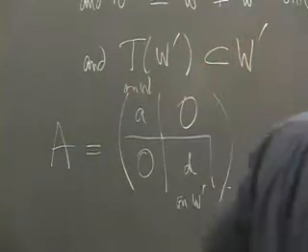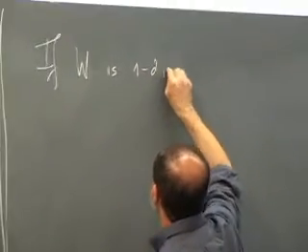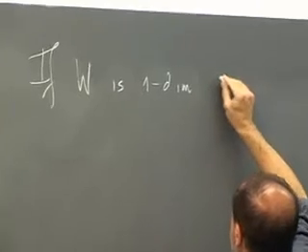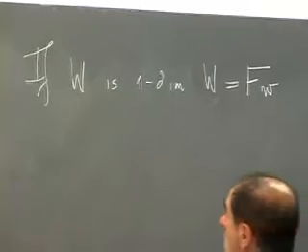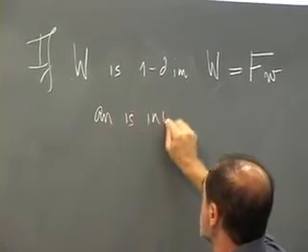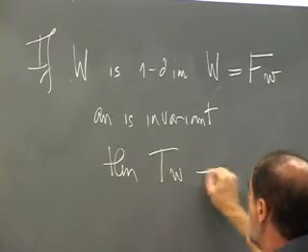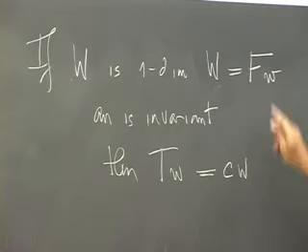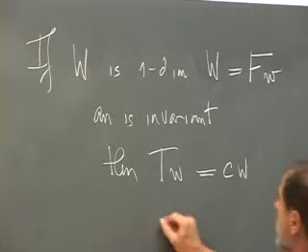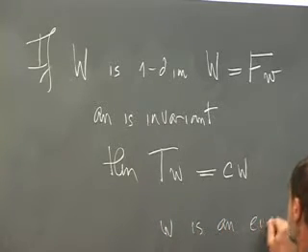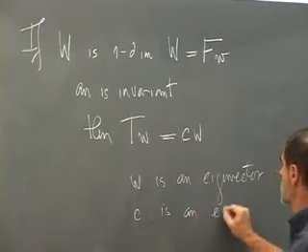Now, an extreme case of this is if we had W one-dimensional, so it consists of all multiples of some fixed vector W, and is invariant, then T of W has to be a constant times W, because that's the only other thing in this subspace. Correct? So then we say W is an eigenvector, and C is an eigenvalue.